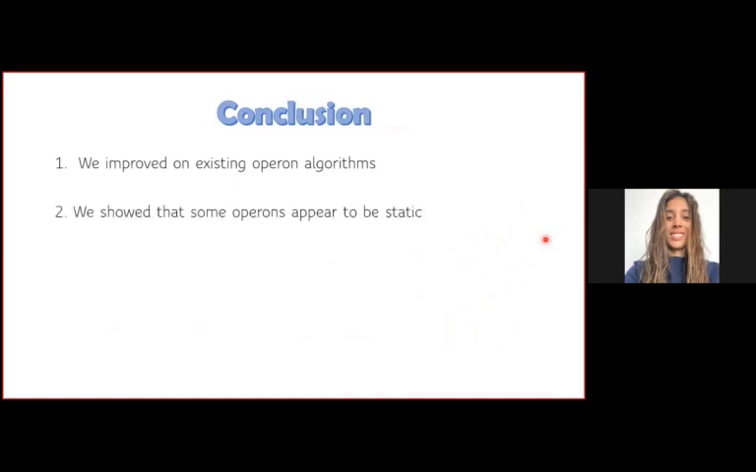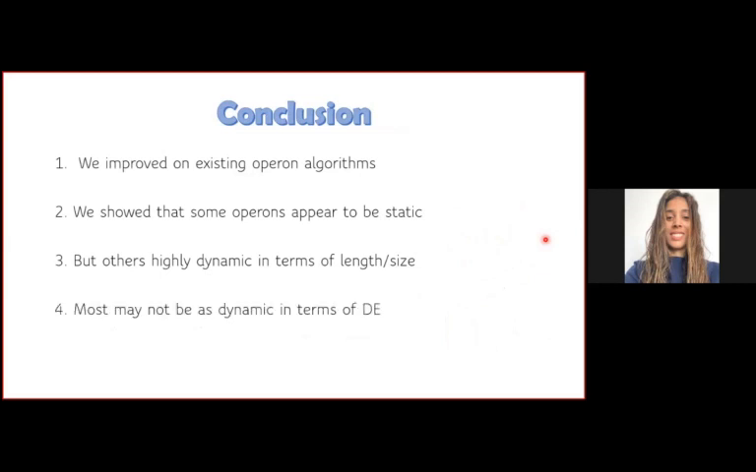So I just want to conclude that we showed that we had improved on existing algorithms, even those that are highly ranked. We also showed that some operons appear to be static, which could be good potential drug targets if you look at them in terms of housekeeping operons. Others were dynamic in their length, and a few of them even in differential expression. And these could also be useful for not just mapping operons, but also for elucidating some of the functions of those genes and basically seeing what MTB is doing to circumvent a particular stress present at that time.